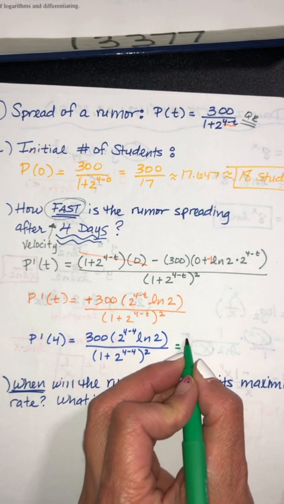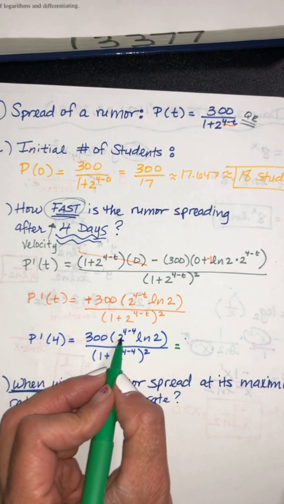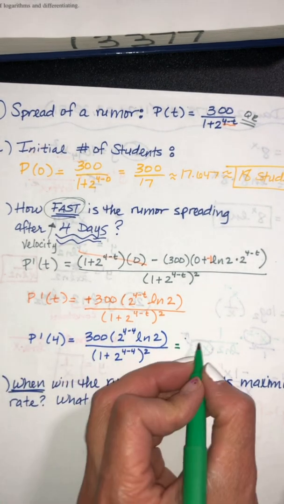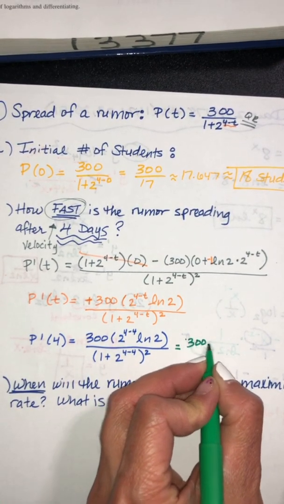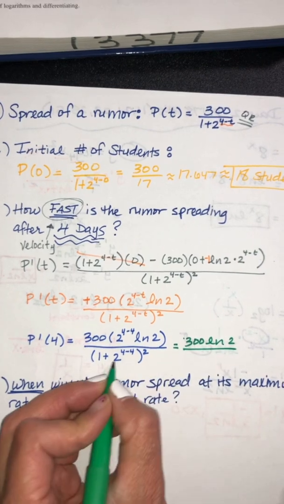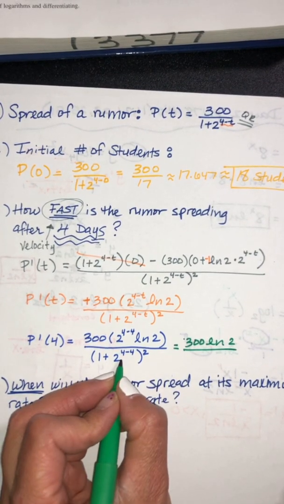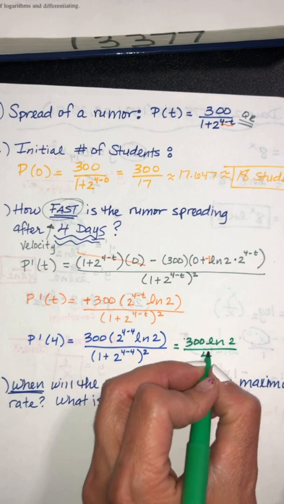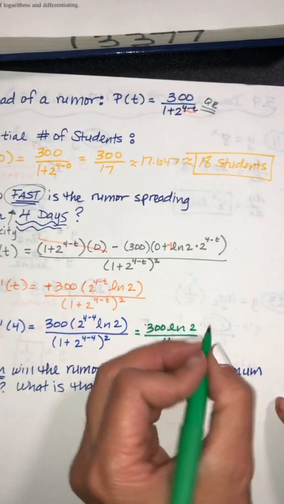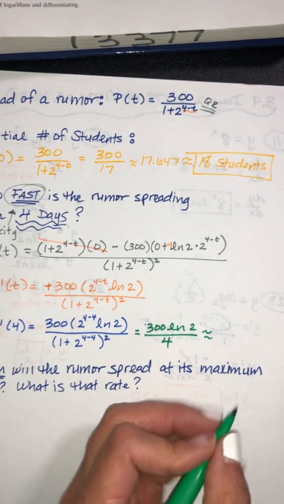So that means I have 2 to the 0 is 1. So this is just 300 times the natural log of 2. This becomes 1. 1 plus 1 is 2. 2 squared is 4. So I literally just have to type that into my calculator and then I'm done.